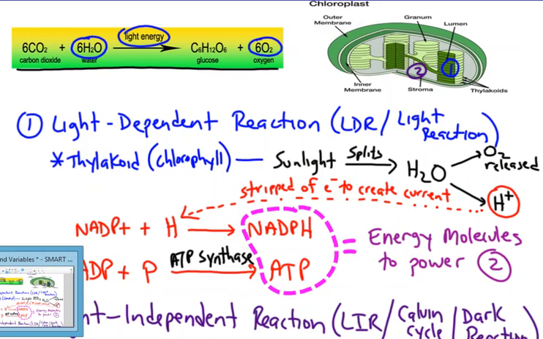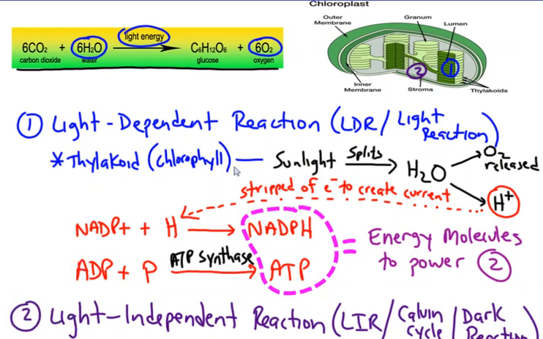The light-dependent reaction, also known as the light reaction, is going to involve water, sunlight, and oxygen. Remember, this is taking part in the thylakoid, those kind of green discs that hold the chlorophyll. Sunlight is going to be caught by the chlorophyll, and in this process, the energy harnessed from that is going to split apart water.